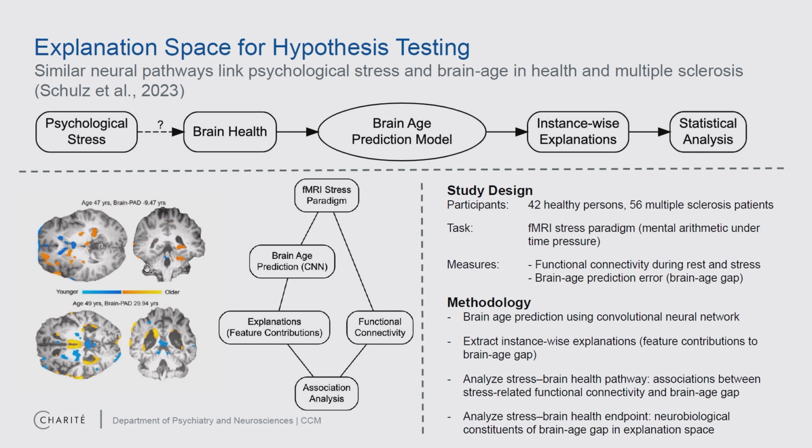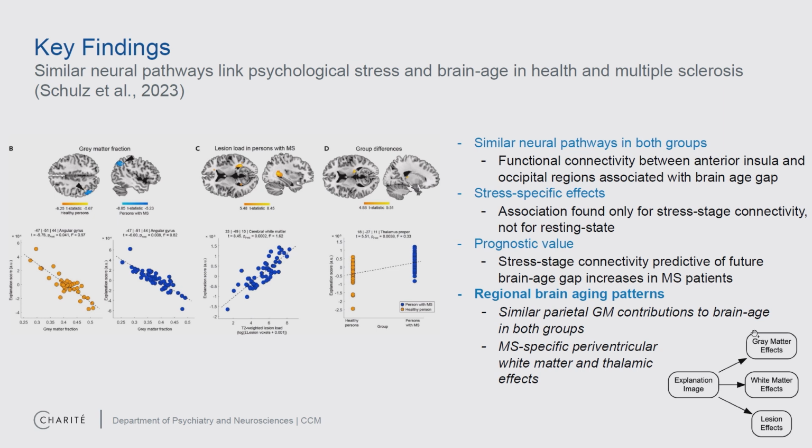What we did is we extracted the brain age predictions using a pre-trained convolutional neural network, extracted the instance-wise model explanations, then analyzed the stress brain health pathway, so the functional connectivity that is most associated with an elevated brain age or a positive brain age gap, and then analyzed the stress brain health endpoints, that is the neurological constituents of this brain age gap in explanation space. So how does that look in the end?